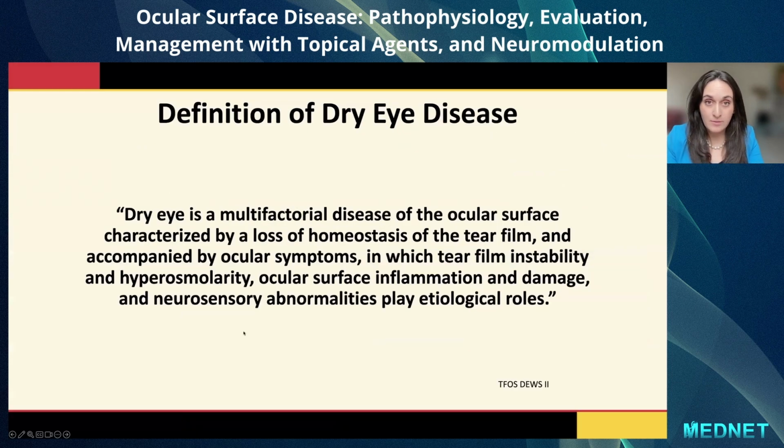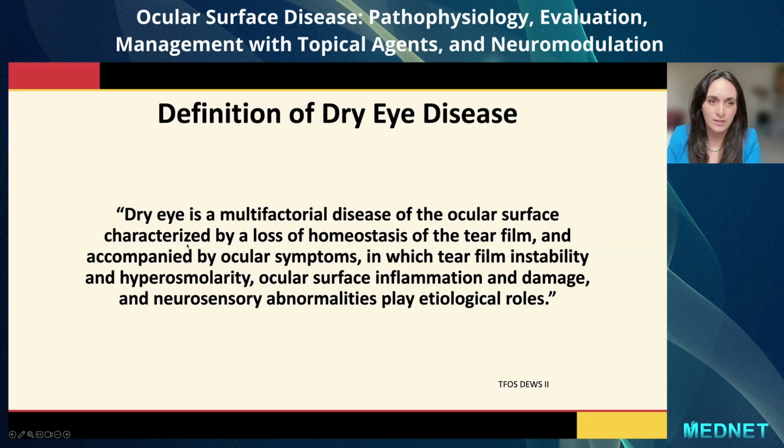So all of these components are important, but what is the definition of dry eye disease? So the TFOS DEWS 2 was a consortium of ocular surface disease experts who came together to define dry eye disease. There was TFOS DEWS 1, now there's TFOS DEWS 2, and there is a third iteration of this that will be available, but is not yet.